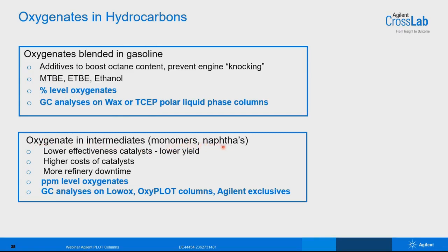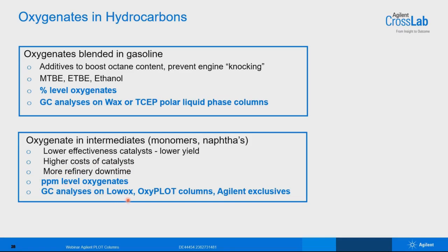The presence of oxygenates has a poisoning effect on the catalyst, which will lower the yield. High costs and more refinery downtime are the result of that. These are expensive, so monitoring the presence of ppm levels of oxygenates is critical for an effective refinery operation and also relates to pricing for the intermediate products.